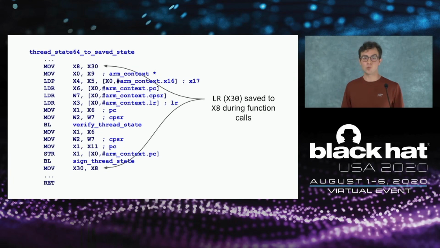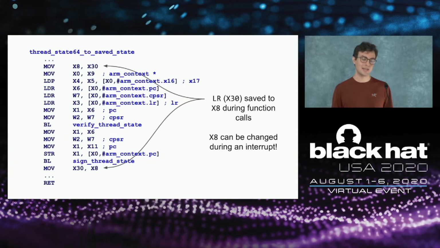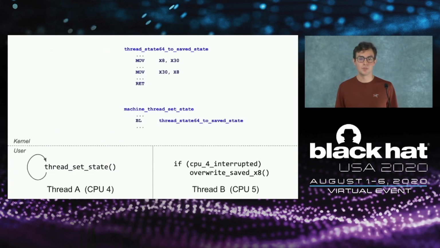And second, the return address is actually being stored to register X8 for the duration of this verify thread state, then sign thread state sequence of operations. And this is problematic because X8 is not a protected register. It is vulnerable to being modified if an interrupt gets delivered somewhere during the operation of this sequence.